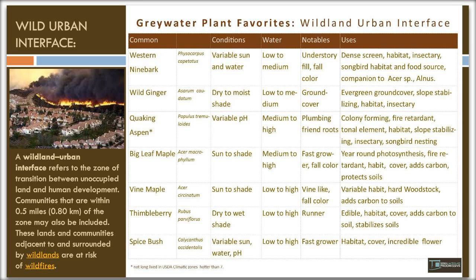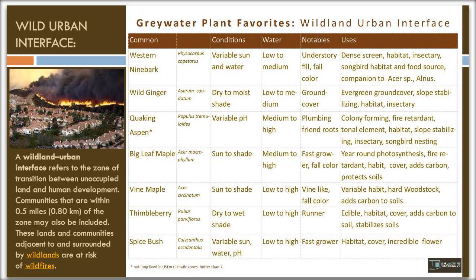So talking about these catastrophic events here is we have a wild and urban interface, and here we're going to go over a couple slides that have some plant lists. And I want to just say a few notes about these plant lists. These are lists of plants just as an example. There are a myriad of choices. You can use almost any plant you want as long as you put it in the right position.